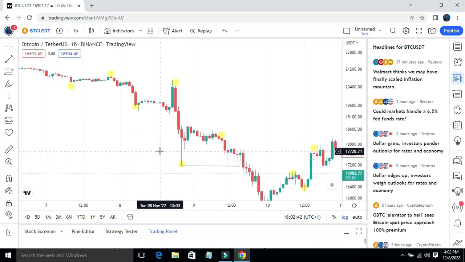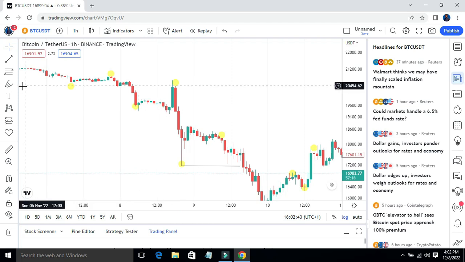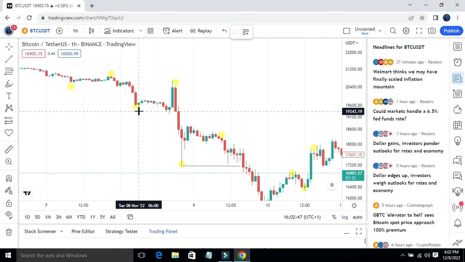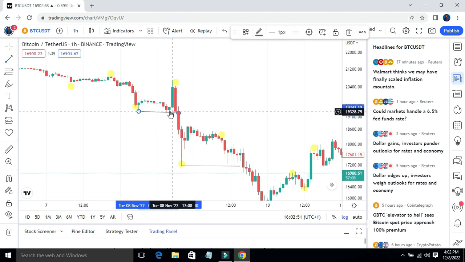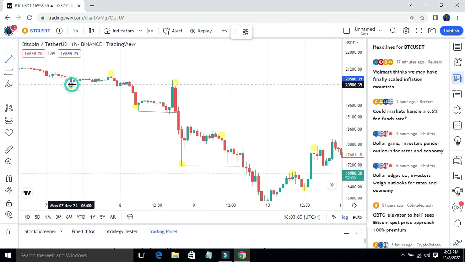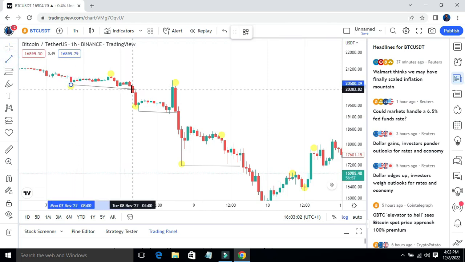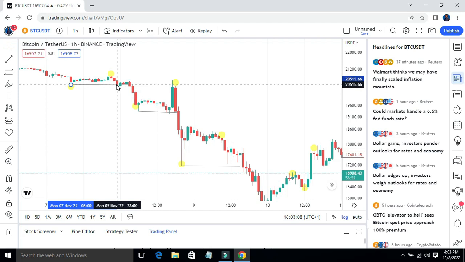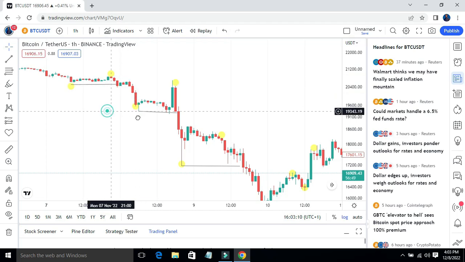Okay, so this is another break of structure. This is a low and it has been broken by this candle. So a break of structure here too. So by now you should be able to know how to identify break of structures. Okay, this should start from here, the break of structure. So this is just it.